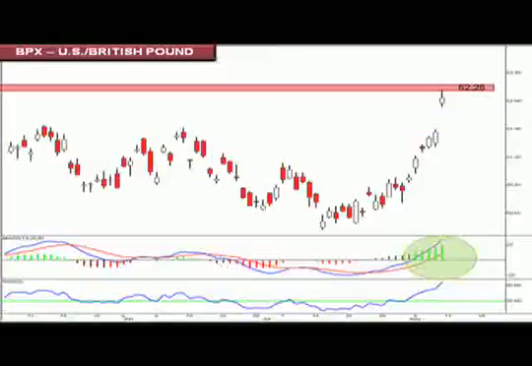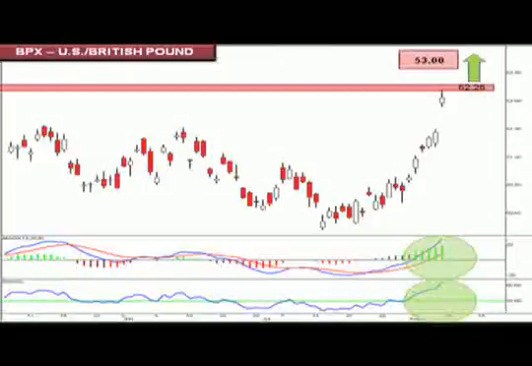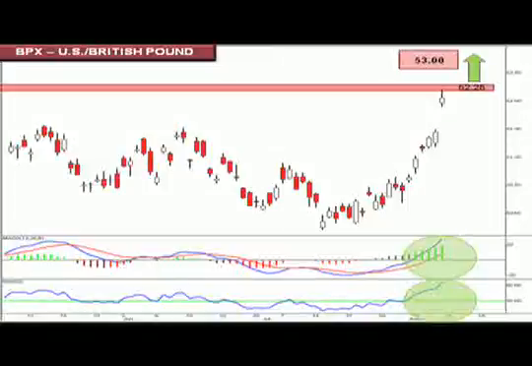Our MACD is suggesting that we're seeing a very strong continuation in trend to the upside. RSI is suggesting that we do still have some momentum to the upside. Just remember, with the U.S. dollar against all of our major currencies, we have seen a very significant move, and the likelihood of a retracement is a high probability. Break through this area at the 52.25, we would likely be targeting that 53 level as our next logical area of resistance.